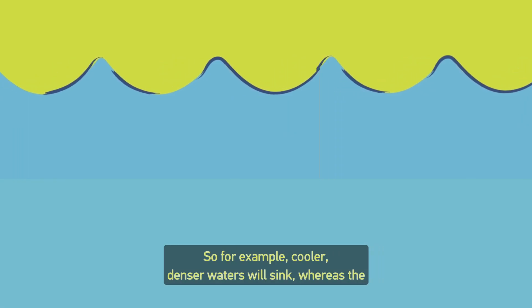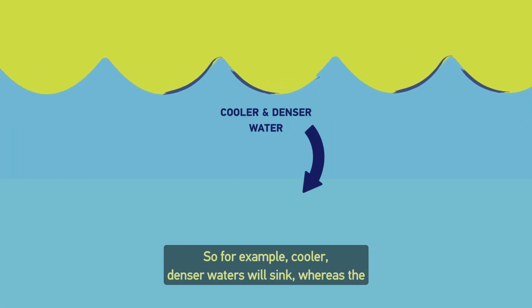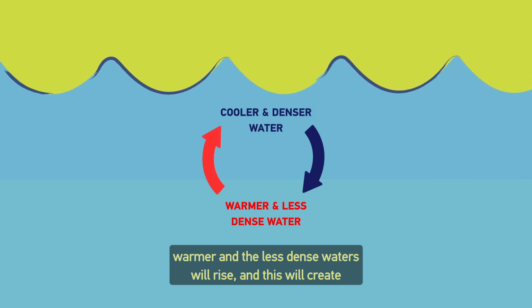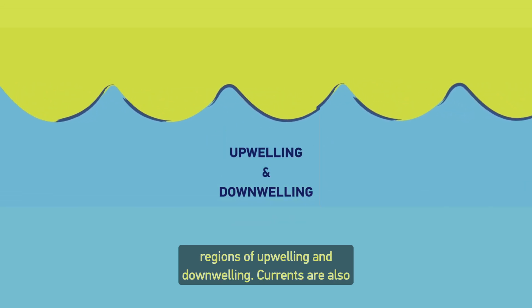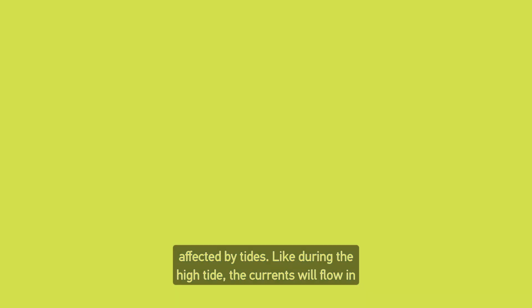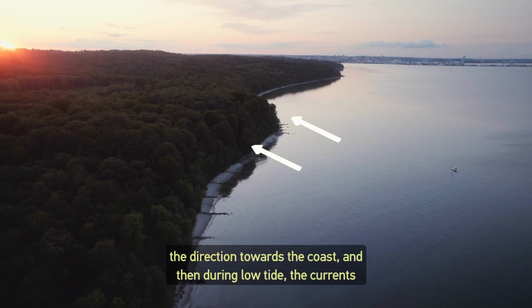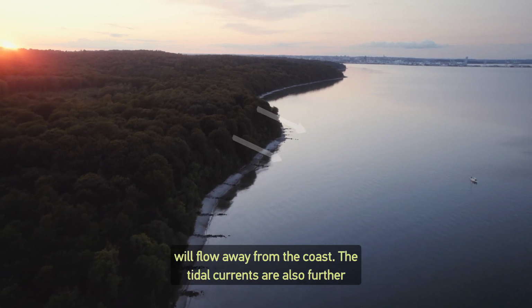So for example, cooler, denser waters will sink, whereas the warmer and less dense waters will rise, and this will create regions of upwelling and downwelling. Currents are also affected by tides. During the high tide, the currents will flow in the direction towards the coast, and then during low tide, the currents will flow away from the coast.